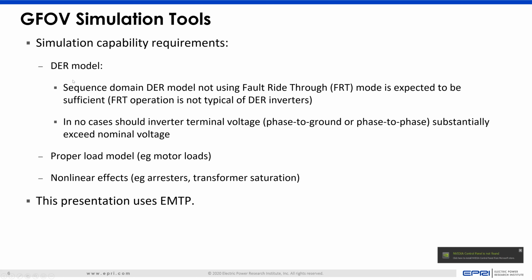And also, if we use a DER model, for example, a sequence domain model, we need to make sure that the inverter terminal voltage in no case exceeds the nominal voltage substantially. Also, the loads need to be modeled properly. One major finding of this study was that motor loads have an impact on overvoltage, so they need to be represented accurately. And also nonlinear effects, if arresters are present, and also transformer saturation, need to be modeled in detail. So to make sure that these modeling considerations are met, we use EMTP.